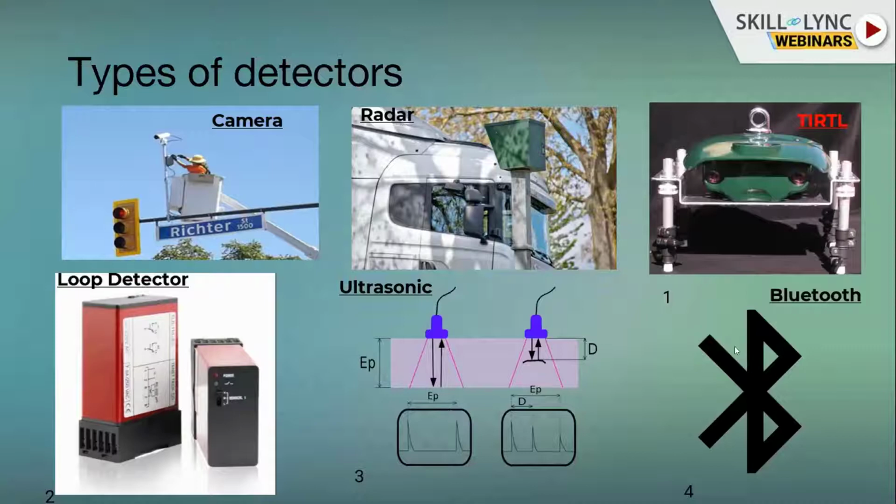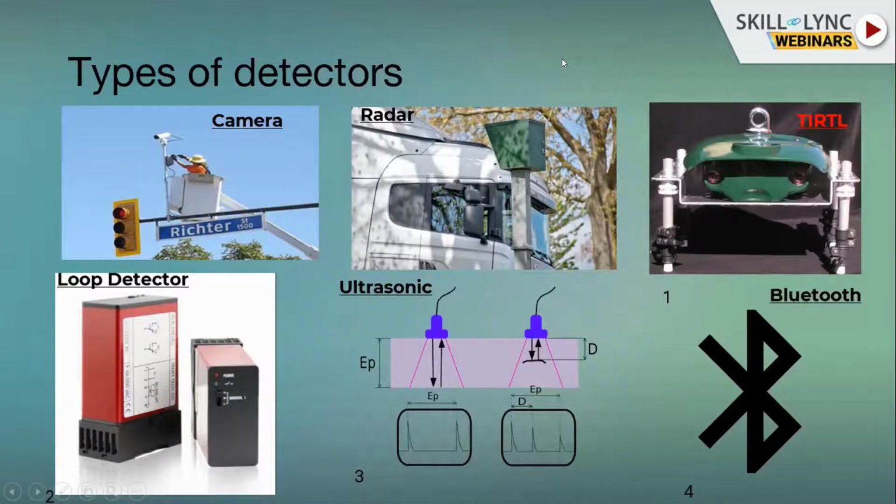And obviously, as I've mentioned, not only the devices installed in the field can be used as detectors, but also the mobile devices you use in the vehicle can be used as a counter, classifier, or detector of vehicles.